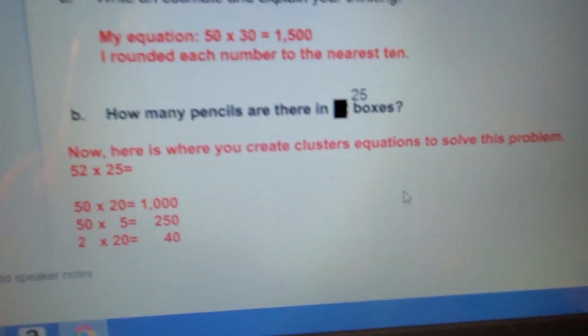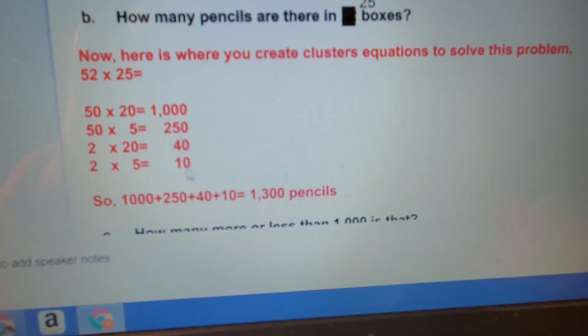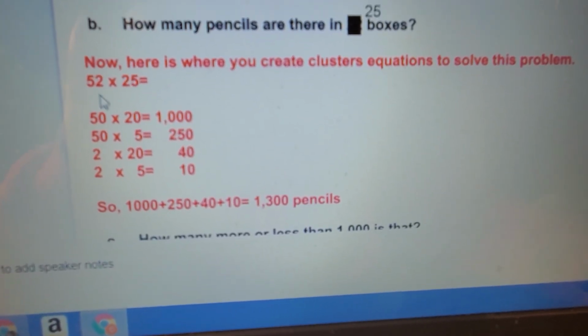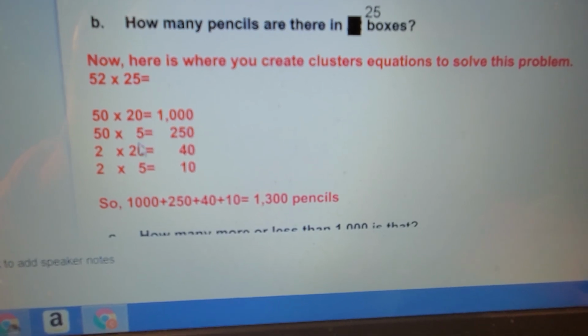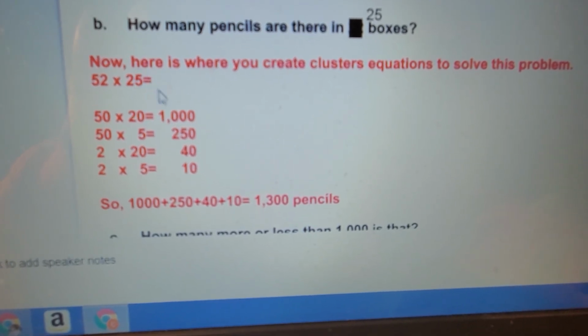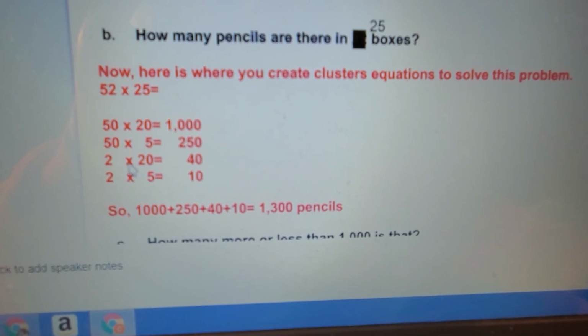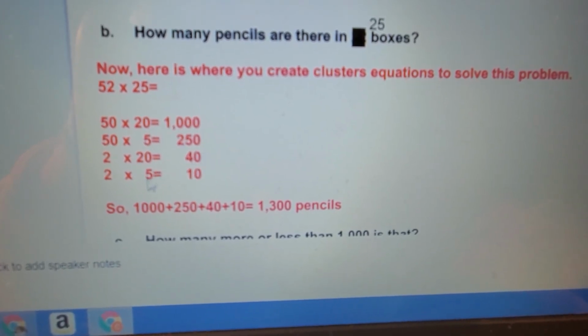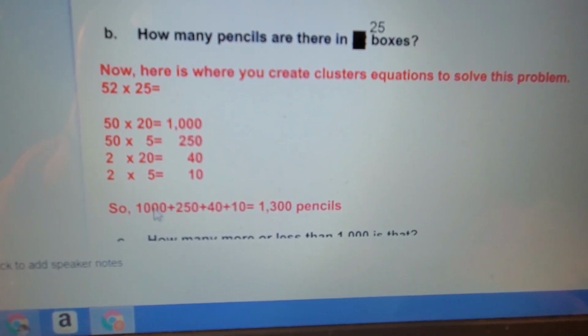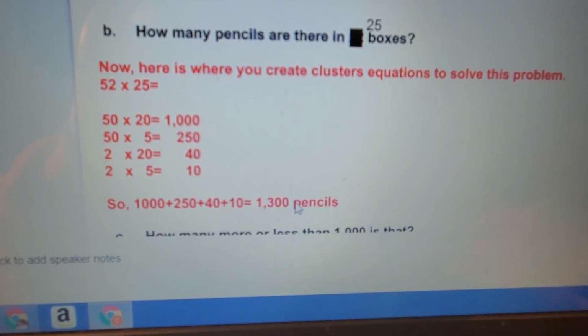So then we create our clusters, which you guys are familiar with. You multiply 50 times 20. That gives you 1,000. 50 times 5, which is equal to 250. 2 times 20 equals 40. And 2 times 5 is 10. And when you add that up, you get 1,300 pencils.